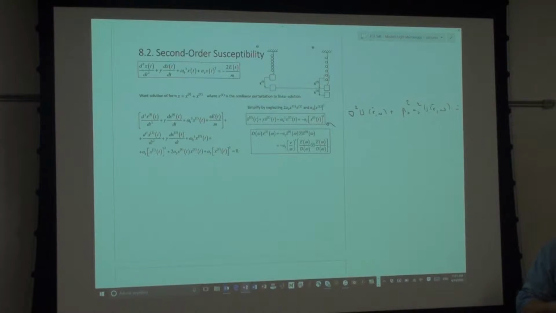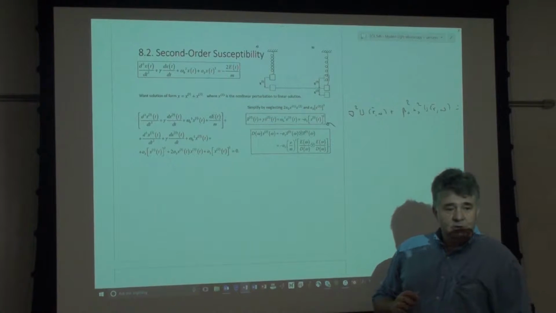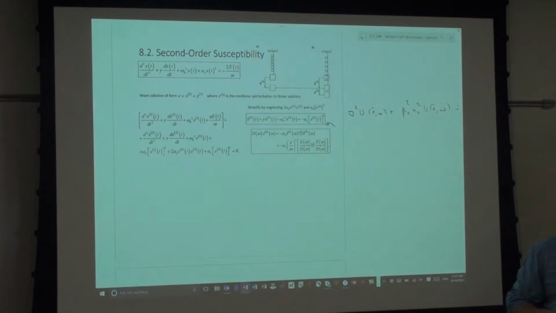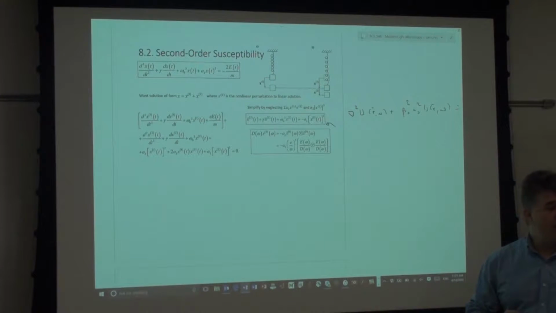Is that surprising? Can you think of an example? No? Thermal lensing. Yeah.